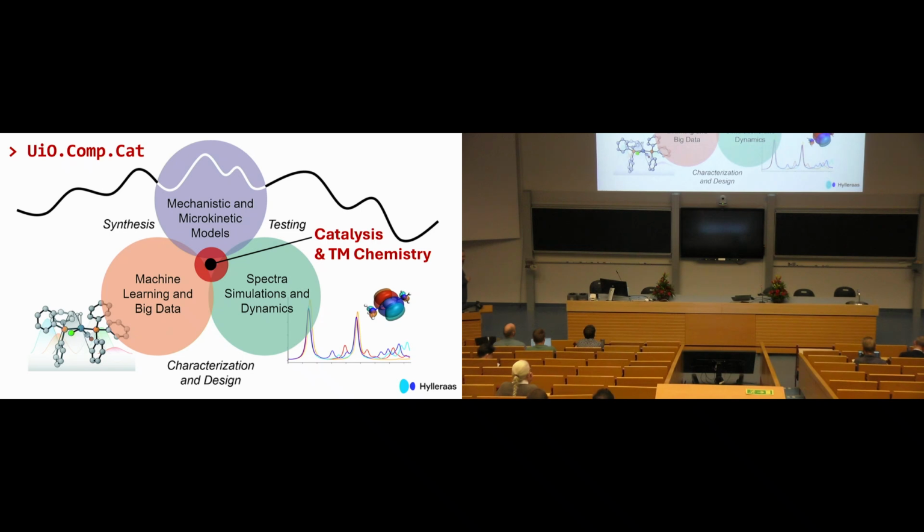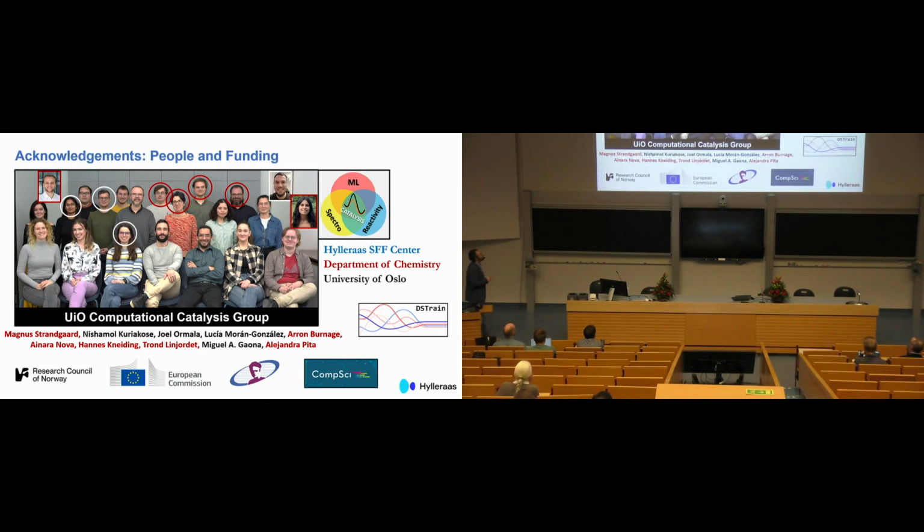We are at the Department of Chemistry of the University of Oslo, and we're also part of the Hylleraas Center of Excellence for Quantum Molecular Sciences in Oslo, which also has a node in Tromsø. Here is a recent picture of the group, and about half of the group is now doing projects in the topic of machine learning for transition metal chemistry and catalysis. I have highlighted in red the people that did some of the work that you will see in my slides today. That is Magnus, Aron, Ainara, Hannes, Trond, and Alejandra. All of this is supported by external funding from either the EU or the Research Council of Norway.